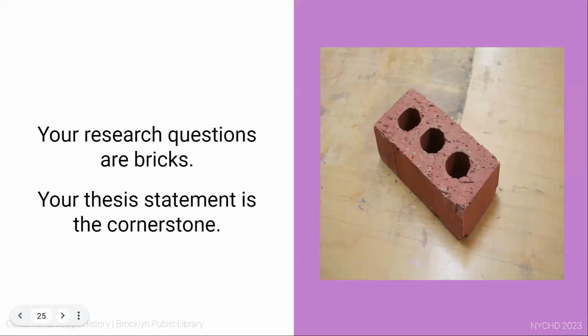Again, your research questions are bricks. And then finally, your thesis statement is the cornerstone. Now, I'm going to stop and debrief for a couple minutes. We know what research questions are, and we know why they're needed to generate answers and give us information. Your research questions come from the information your students are coming up with; they have questions about their research. So those are the bricks.